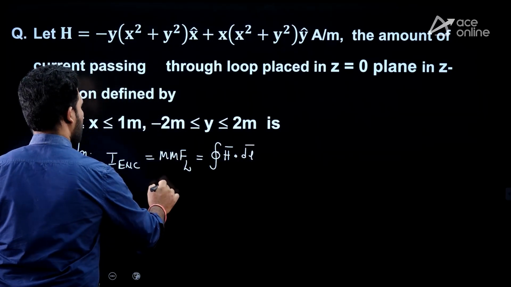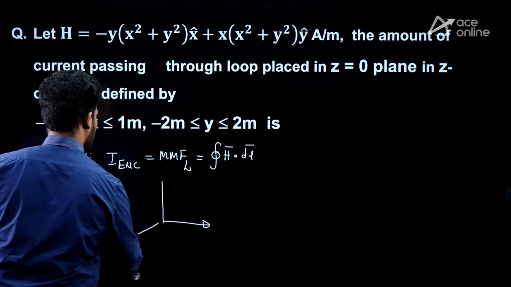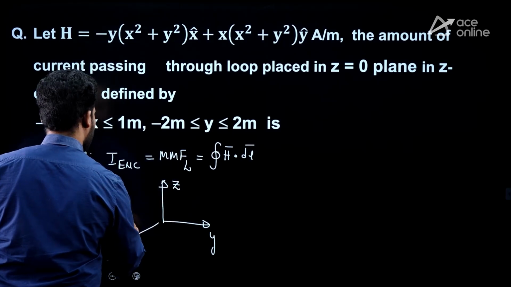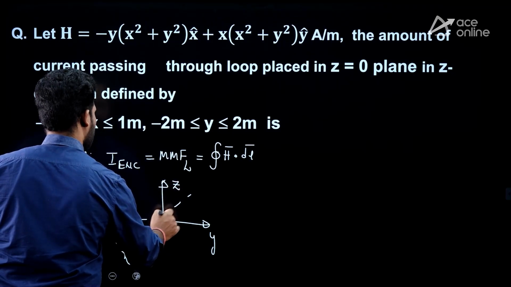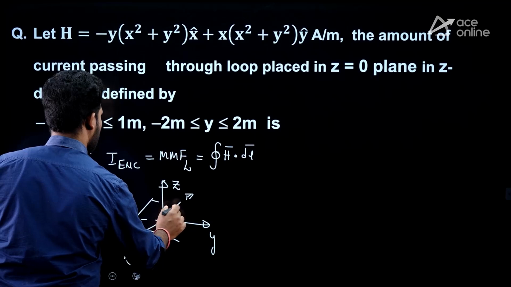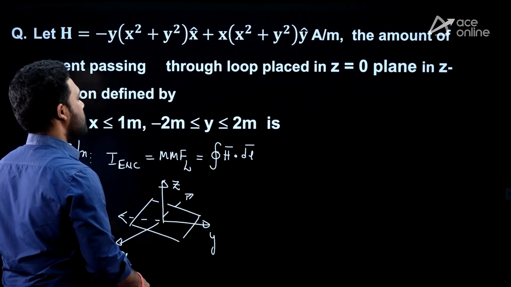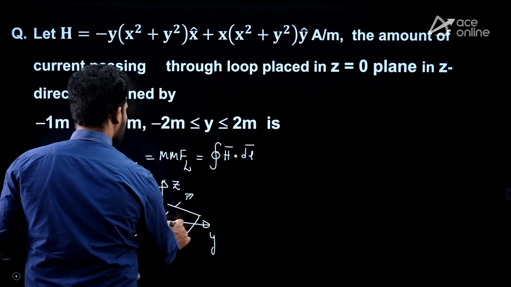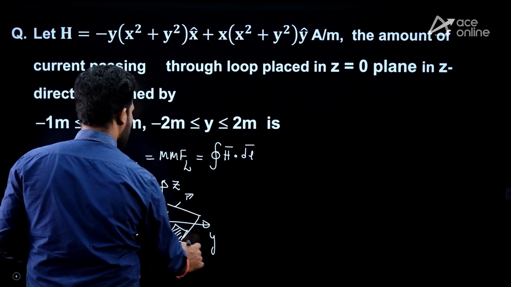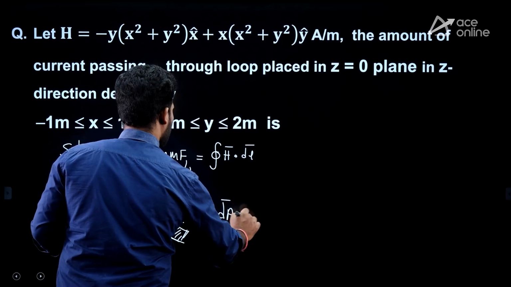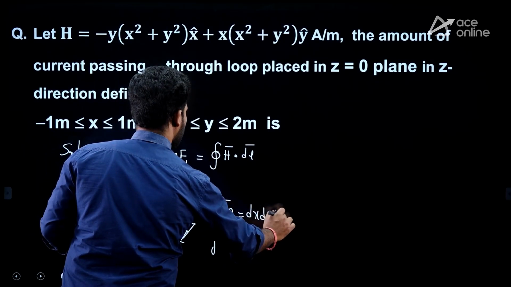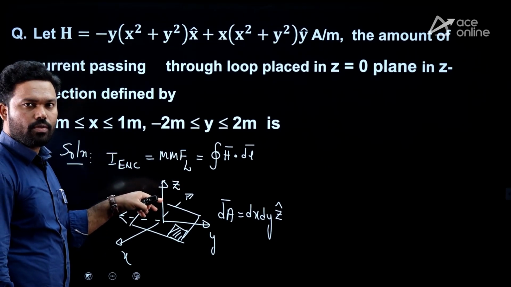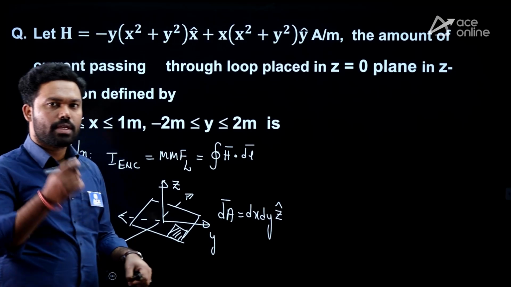But here there is a loop. Where is the loop placed? This is x-axis, this is y-axis, this is z-axis. The loop is placed in the xy plane. This is how the loop is placed. So if the loop is placed in the xy plane, what happens to the differential area? dA is equal to dx dy z cap. The loop is having the total 4 sides. If you go by this, you have to perform the integration 4 times.